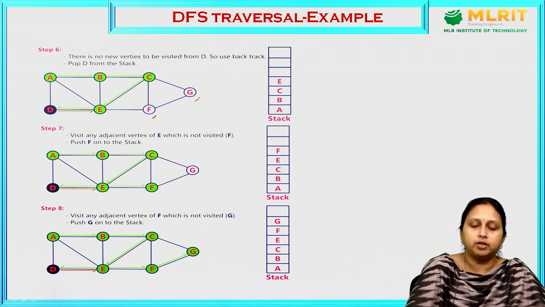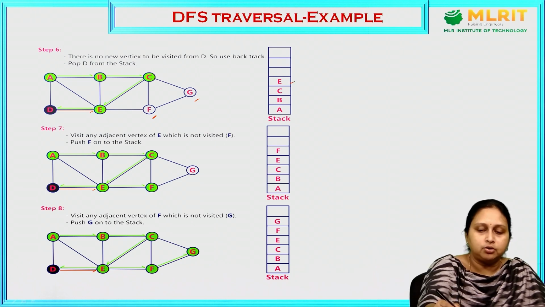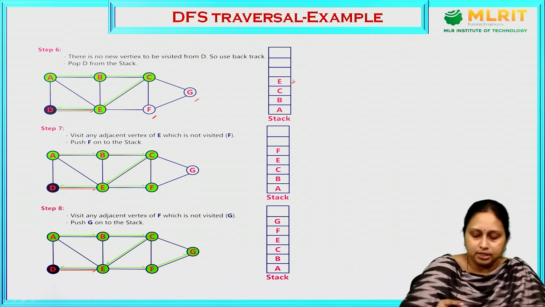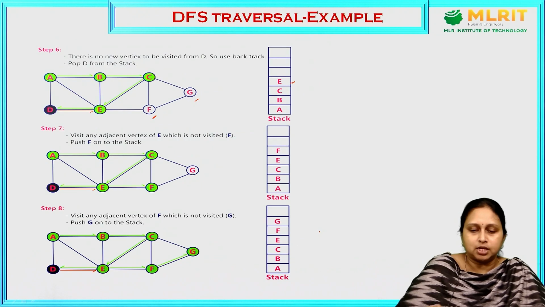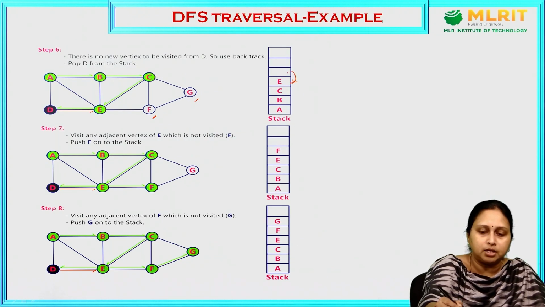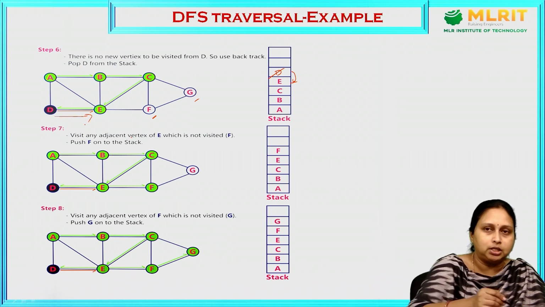So what we need to do is come back from where we moved to D, from E to D. We are going to remove D and come back to E. You can observe here that D is on the top of the stack. After removing D, previously it was D, now we are coming back to E.